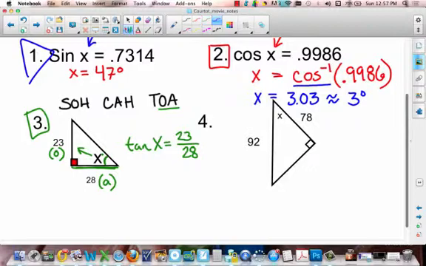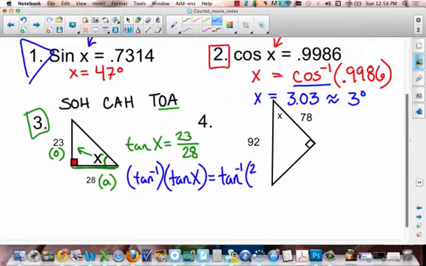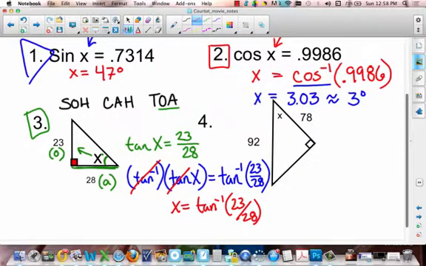This is what the math looks like: tangent inverse times tangent of x, and what you do to one side, you have to do to the other, the tangent inverse of 23 over 28. This is just showing you how this works. Of course, these cancel, and you're left with x equal to the tangent inverse of 23 over 28.